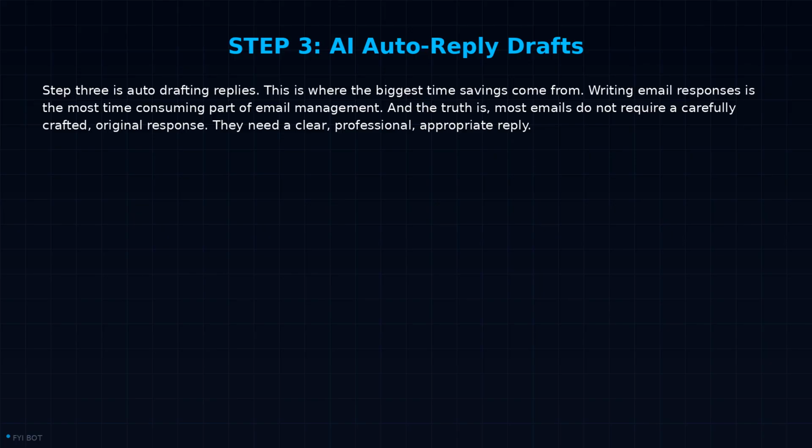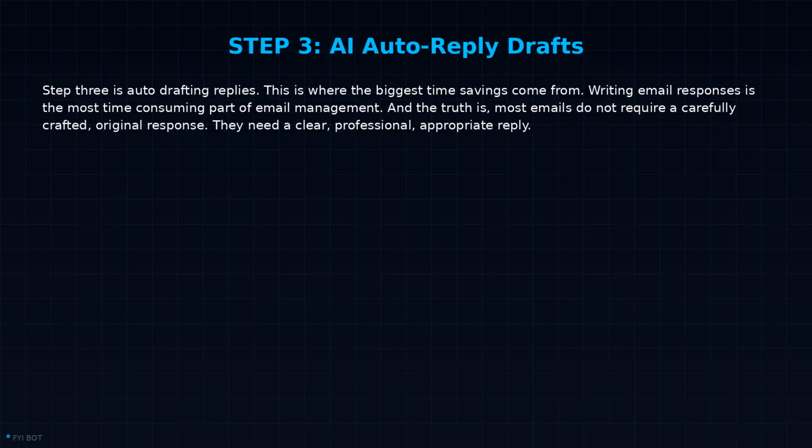Here is the approach. Both Gmail and Shortwave now offer AI-powered reply suggestions. When you open an email, you will see suggested short replies at the bottom of the screen. These are generated by AI based on the content of the email. For simple emails like confirmations, acknowledgements, or quick answers, you can often just click a suggested reply and send it. Zero typing required.